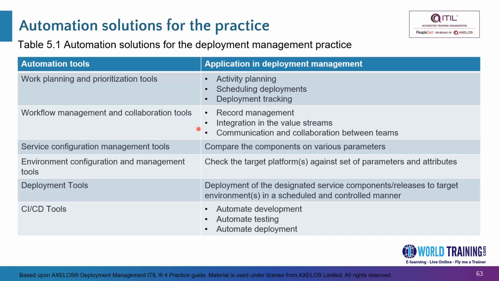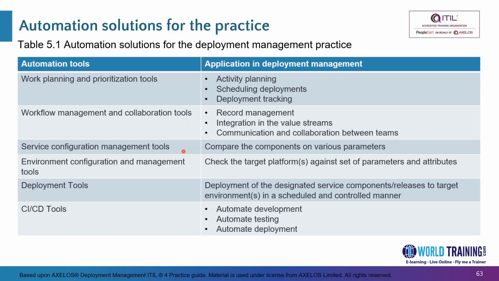So those are slightly different from the work planning and prioritization. While I mentioned tracking and a notification of faulty deployments under the work planning and prioritization, in the workflow management and collaboration, the communication here in this case is for the ongoing communication among various team members and various teams during the deployment. So there's a slight difference in the communication purposes of the workflow tools versus the work planning tools.